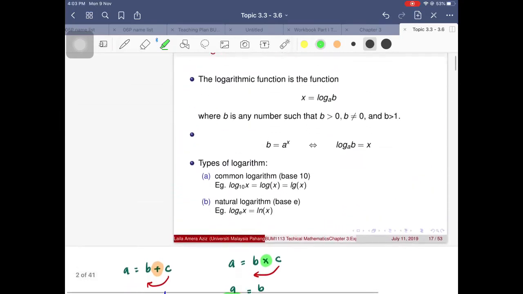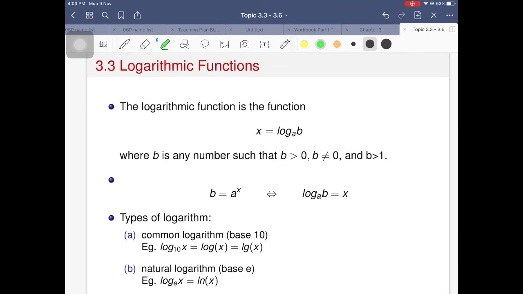That will be the same idea for logarithm as well. Basically, the logarithm is a function that is opposite to exponential or index. A logarithmic function is a function given in the form x = log of b to the base of a. This a over here is called the base. The value of a must be greater than 0. However, a cannot be a value of 1.